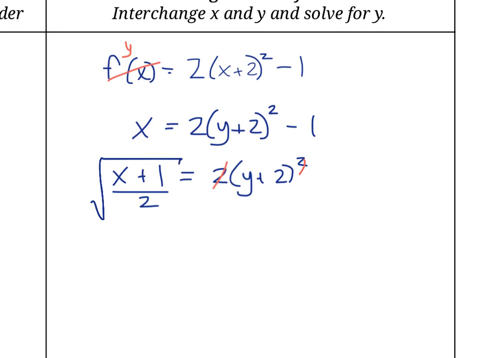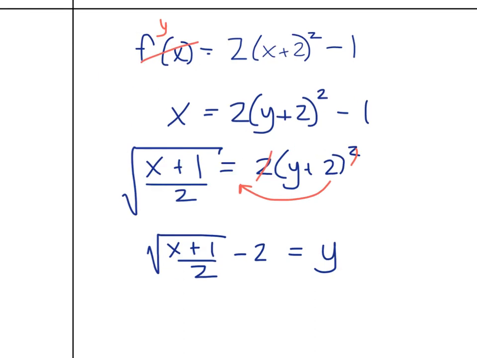So what we're left with is the square root of x plus 1 over 2. And then, by the way, we're going to move this 2 to the other side, right? And it's going to be subtracting 2 like that equals y, right? So if we isolate for y, that's what it's going to look like. So we might think we're done there.